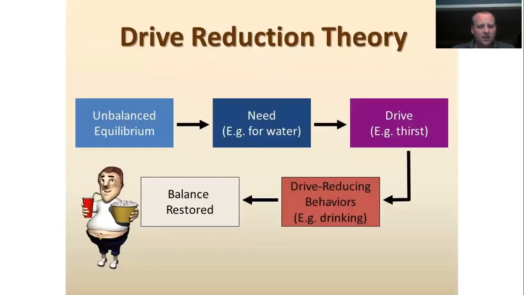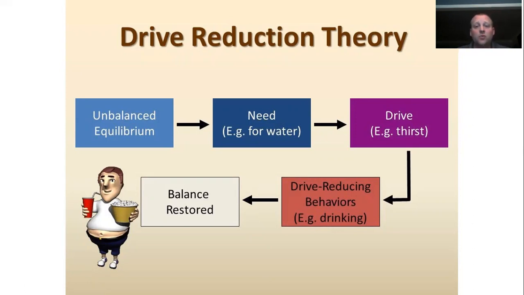Drive reduction theory. Drive reduction theory talks about having a physiological need, okay, that creates an aroused tension. So you'll see here a need, for example, water or food. So what happens then, because the body is outside of equilibrium, is we get a drive. Whether it's thirst, as listed here, whether it's hunger, if we don't have enough food. And what is that drive supposed to do? It pushes us towards a certain behavior, a drive-reducing behavior, such as drinking or eating. And in the end, what that does is that restores a balance within the body. And that balance is known as homeostasis. We need to get our body back to an equilibrium.